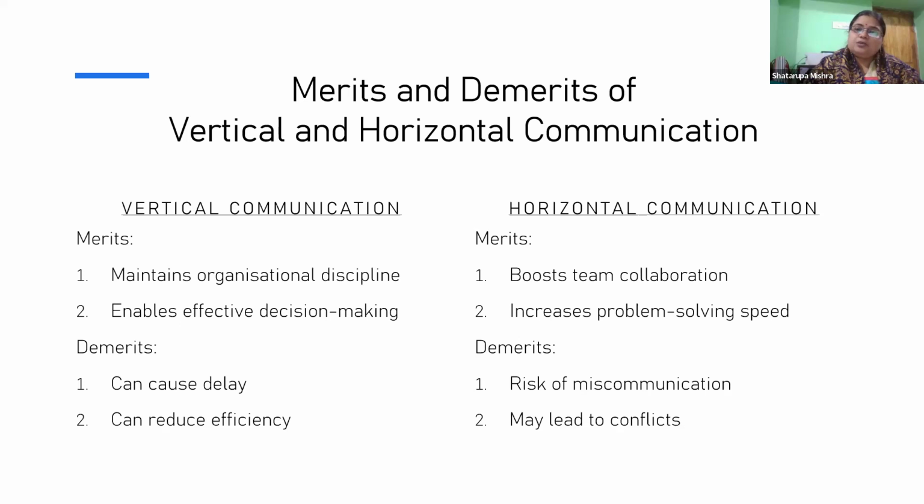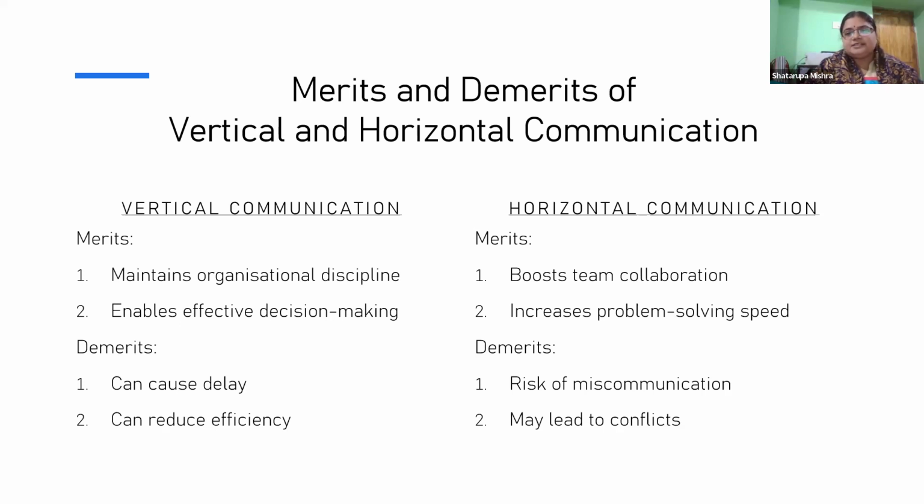Then horizontal communication, what are the merits? It boosts team collaboration. So horizontal communication means communication happening between people at the same level. And often the people who occupy the same level form teams in an organization. So horizontal communication is necessary to increase the quality of teamwork, it improves team spirit, and it teaches the people what is meant by good collaboration, working together. Then, horizontal communication increases problem solving speed, right? Just as I said, you might be afraid to talk to your superior, but you're not afraid to talk to people who are at the same level with you in the organization. So if there is a problem, you can go and talk to them immediately. So horizontal communication increases the problem solving speed.